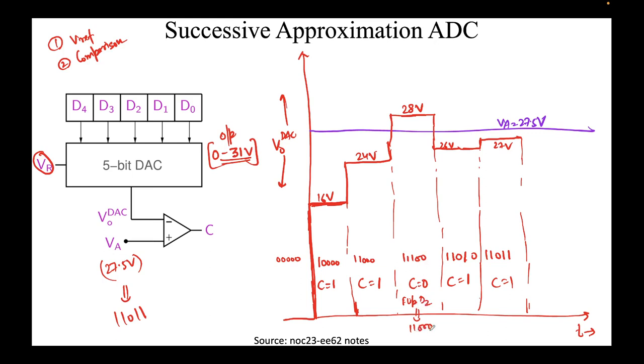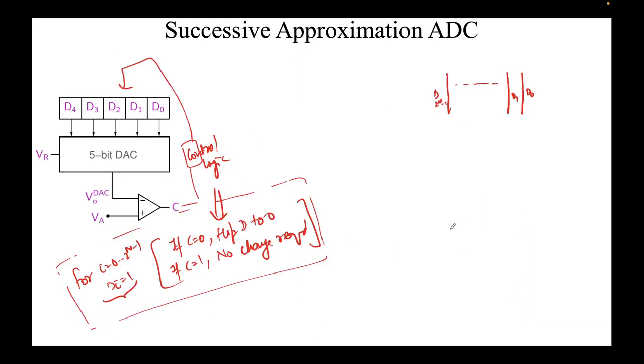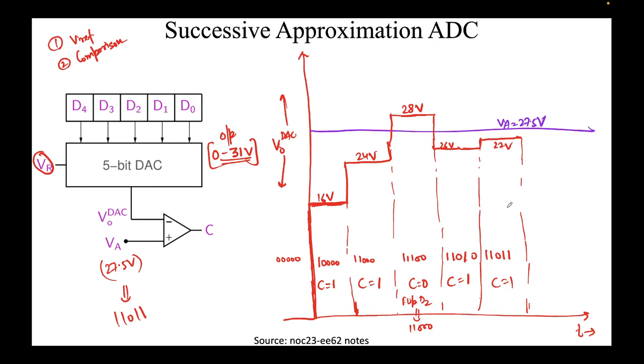So it becomes 11000. For the next clock pulse, we flip D1 to 1, so 11010. It comes out to 26, less than 27.5, so C remains 1. And finally, we flip the LSB, 11011, and we obtain 27, which is again less than 27.5. So we are fine with that. C will turn out to be 1 again. Whatever value is stored finally is the output, so 11011. This is just an example, by the way. What we see is that this takes 5 clock cycles. Depending on the number of bits, it takes that many clock cycles.